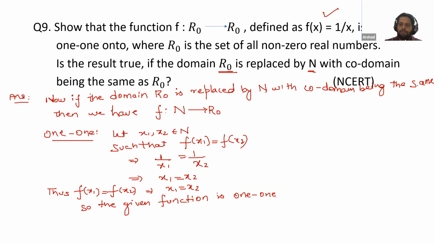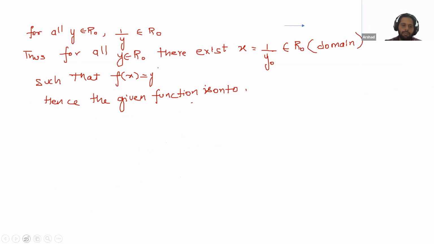Now, can anyone tell me whether this will be onto or not? We have done a small change. It is onto? Okay. So whenever you have a doubt whether a function is onto or not, please use the same method. Okay. Second one, onto.